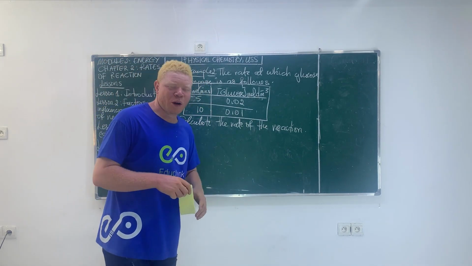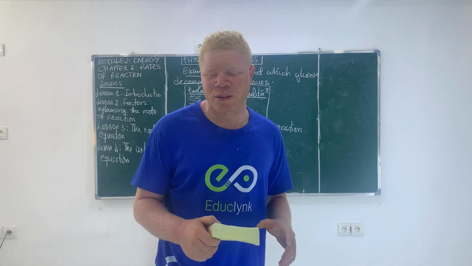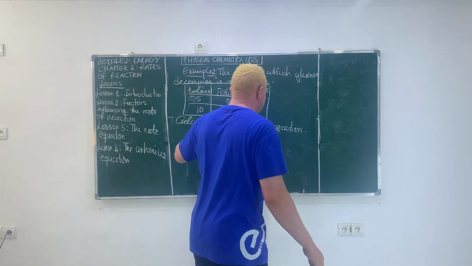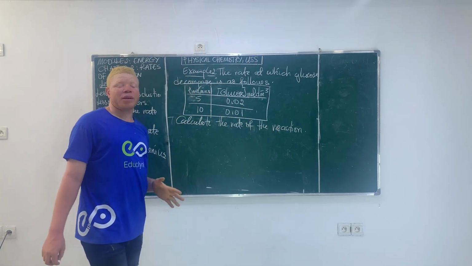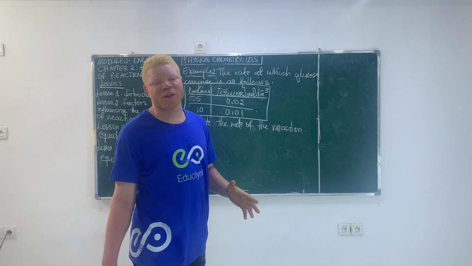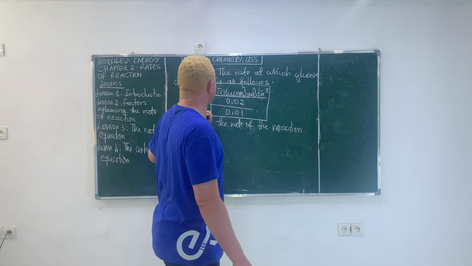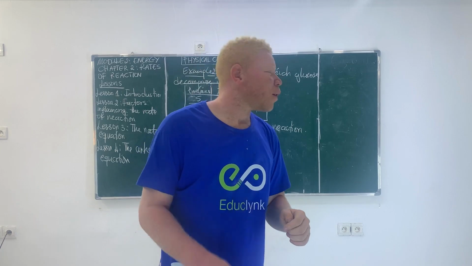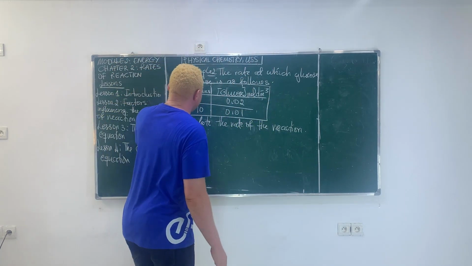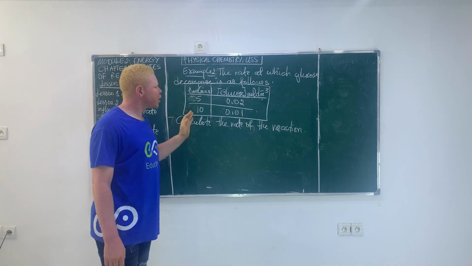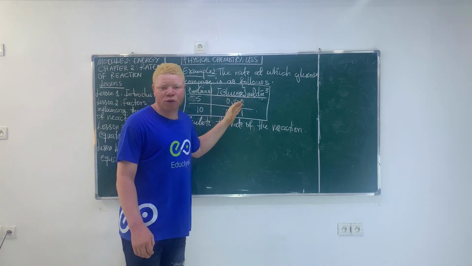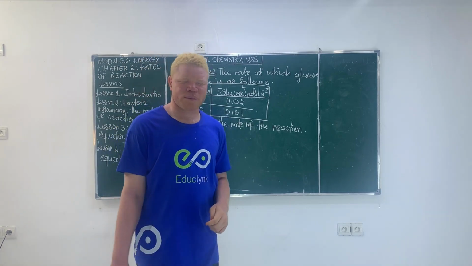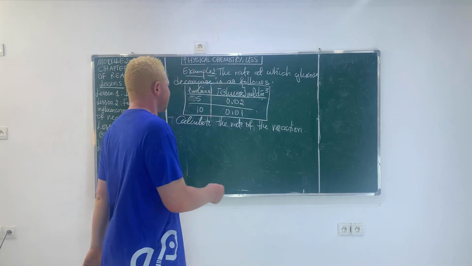The example is not quite difficult from what we just saw. The first example was quite similar, and example 2 is also quite similar. The rate at which glucose decomposes is as follows. On the table, the time is 5 and 10, and the concentration of glucose is 0.02 and 0.01. Calculate the rate of the reaction. Solution.